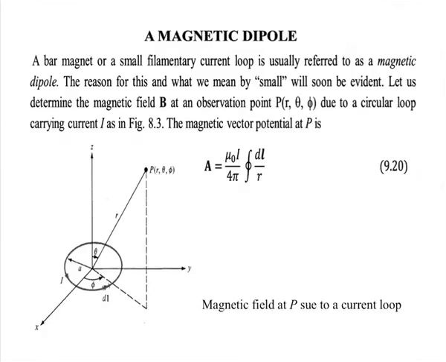Next, we come to the magnetic dipole. It is similar to the electric dipole that we had encountered while studying electrostatics. A bar magnet or a small current loop is usually referred to as a magnetic dipole. Here, we shall determine the magnetic field B at an observation point P whose coordinates are r, theta and phi, that is, it has spherical coordinate symmetry, due to a circular loop carrying current I.